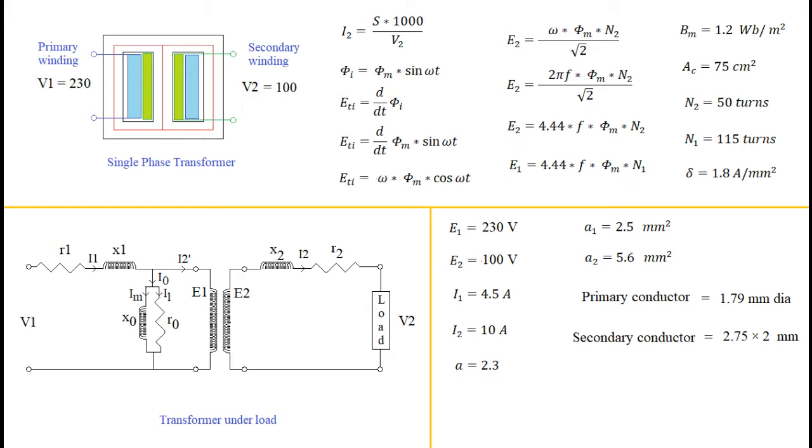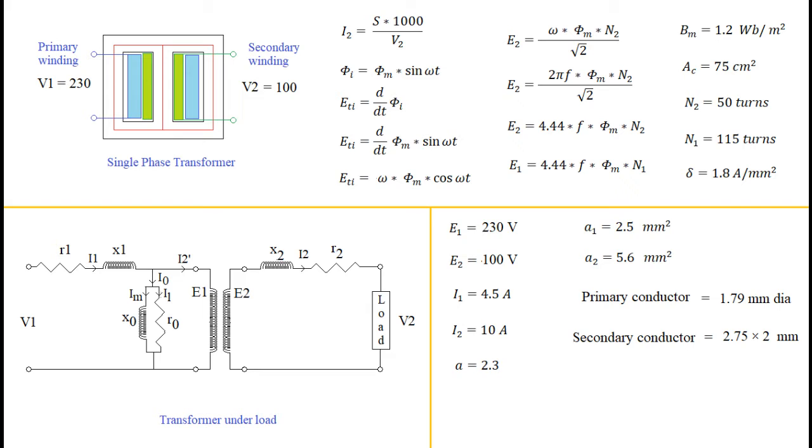Since this is a single-phase transformer, output current I2 may be calculated using the first equation in second column on screen, where S is rating of transformer and V2 is a secondary voltage. So secondary current I2 comes out to be 10 amperes.